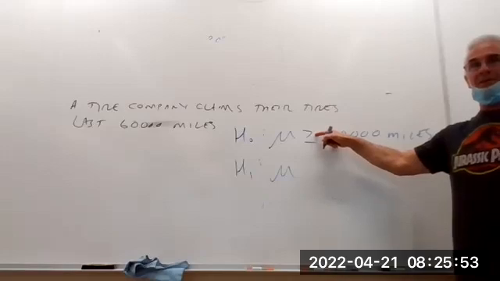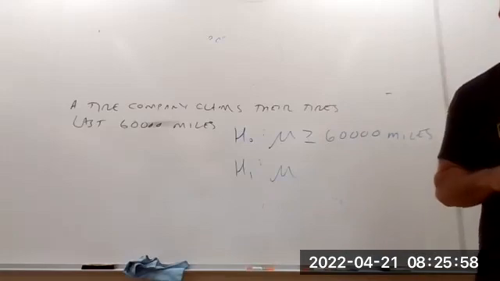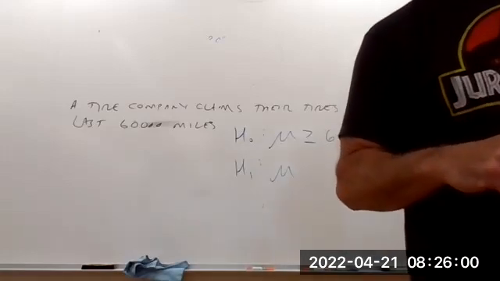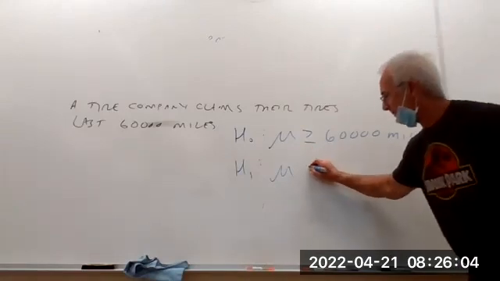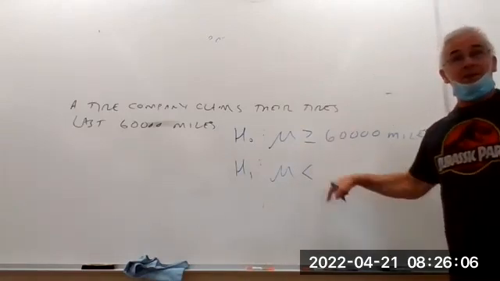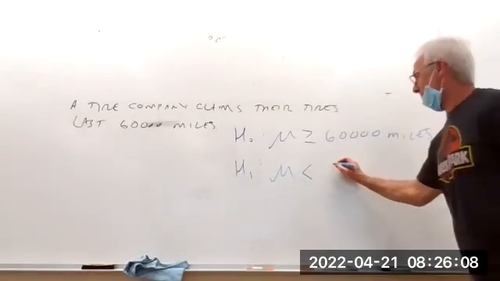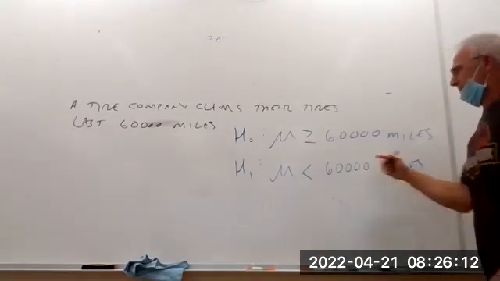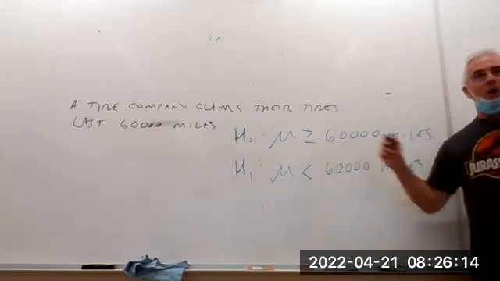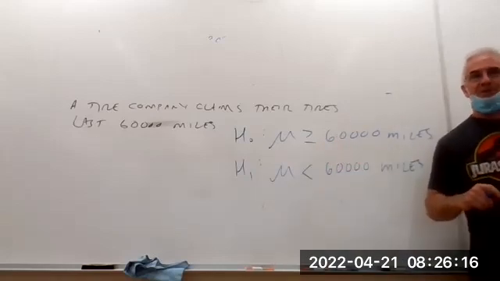Not more. If you got 70,000, you'd be happy. If you got 100,000, you'd be happy. If you got 30,000, you would not be happy. What's the alternative to greater than or equal? Less than. That's the only thing left. Remember that you got to be everything. So less than 60,000. All numbers are either greater than or equal to 60 or they're less than 60.